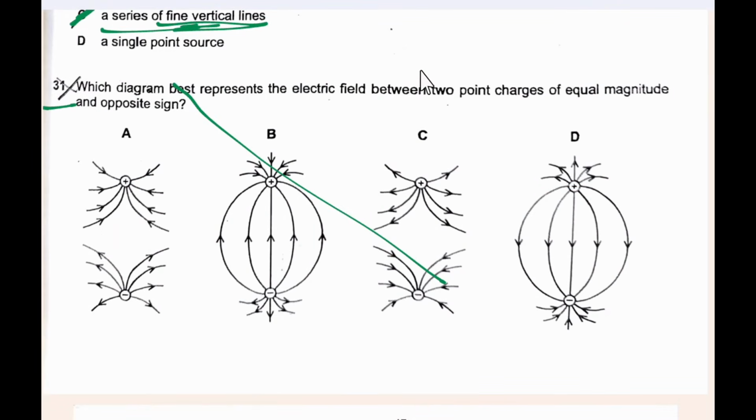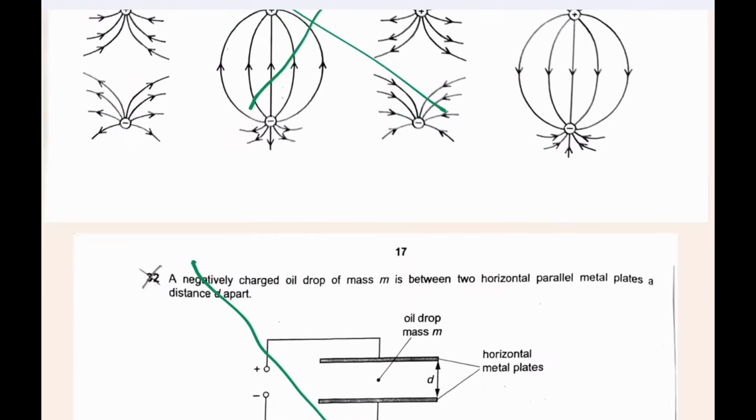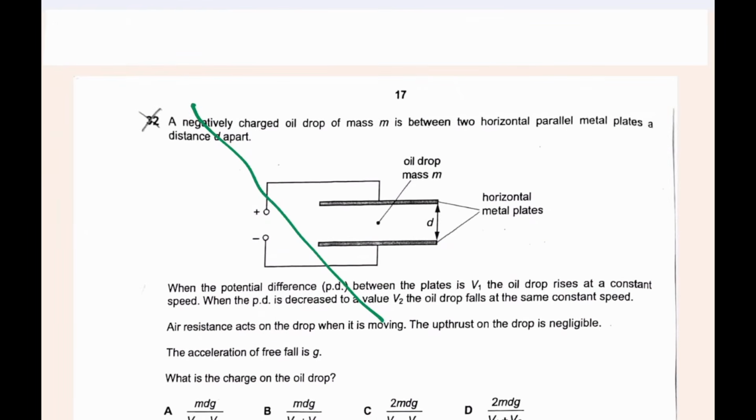Question number 31, this is from electric field, so this is not in our syllabus. Then 32 is also from electric field, so this is not in our syllabus.